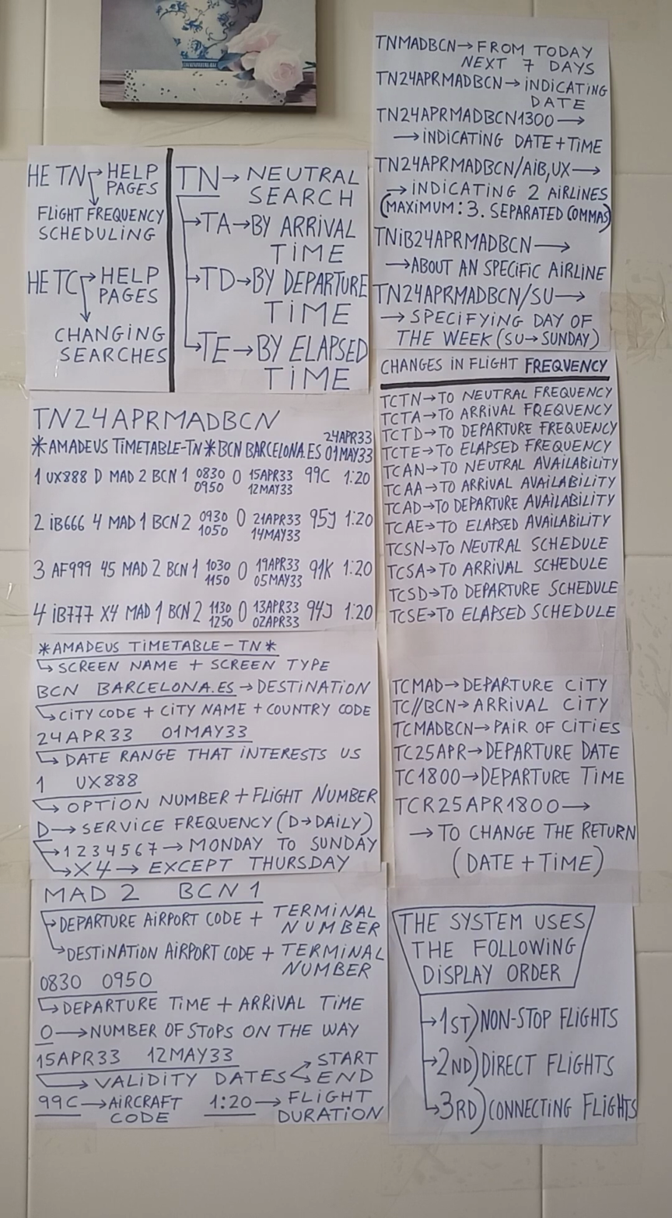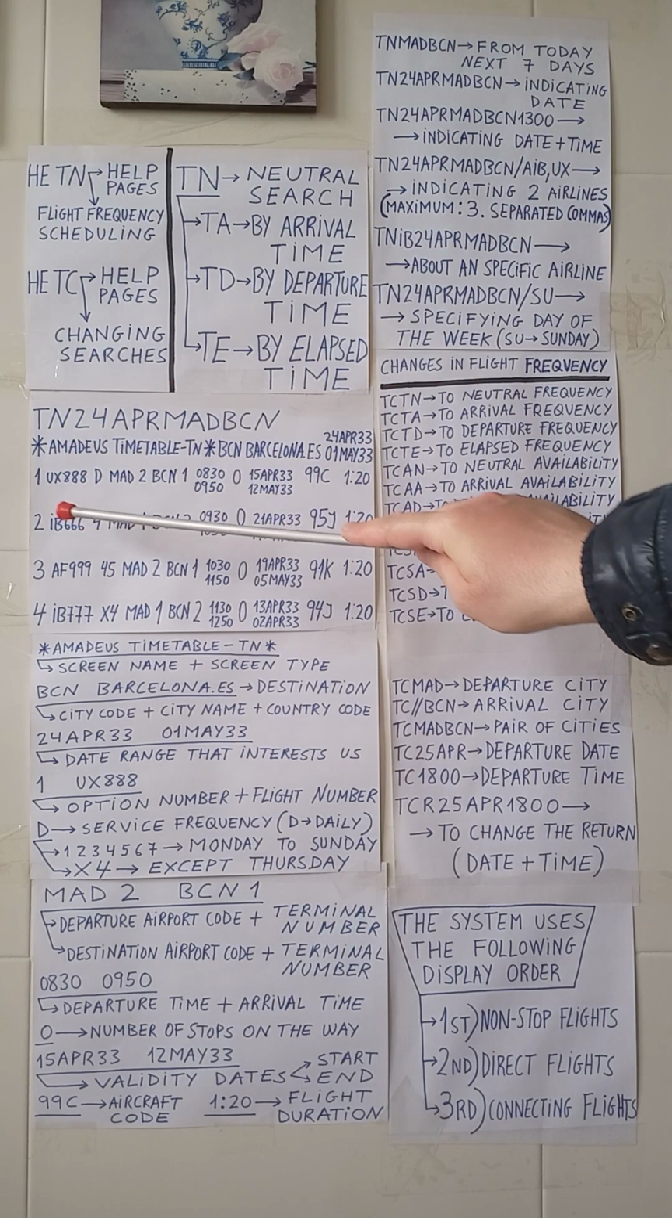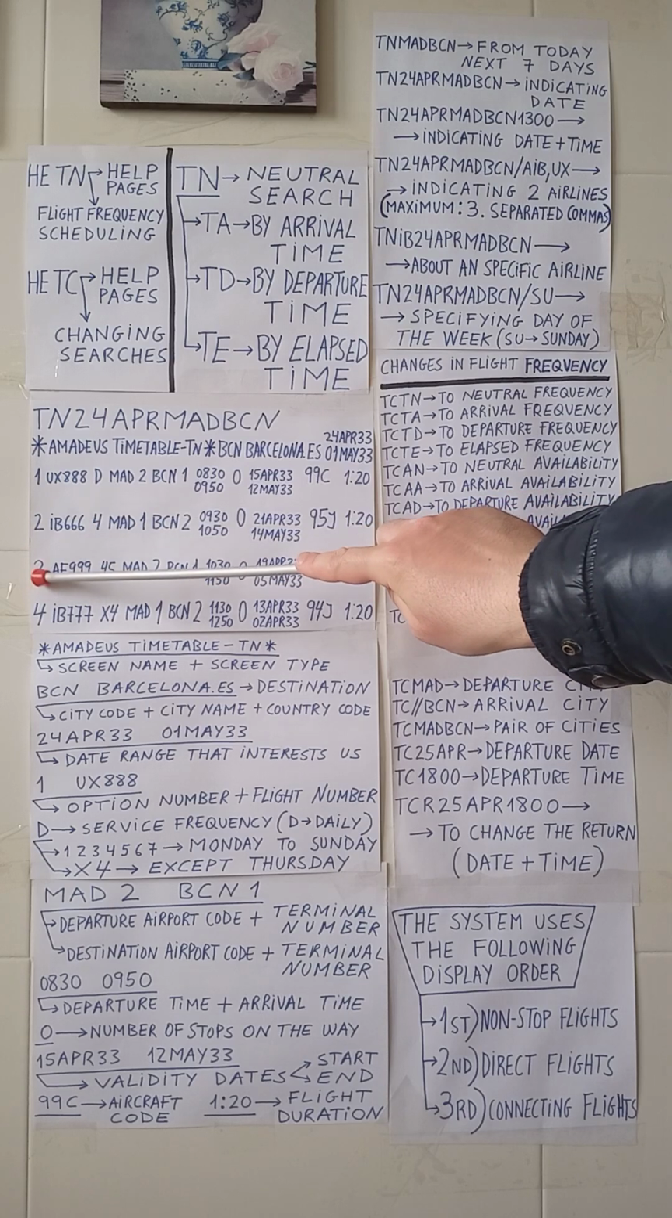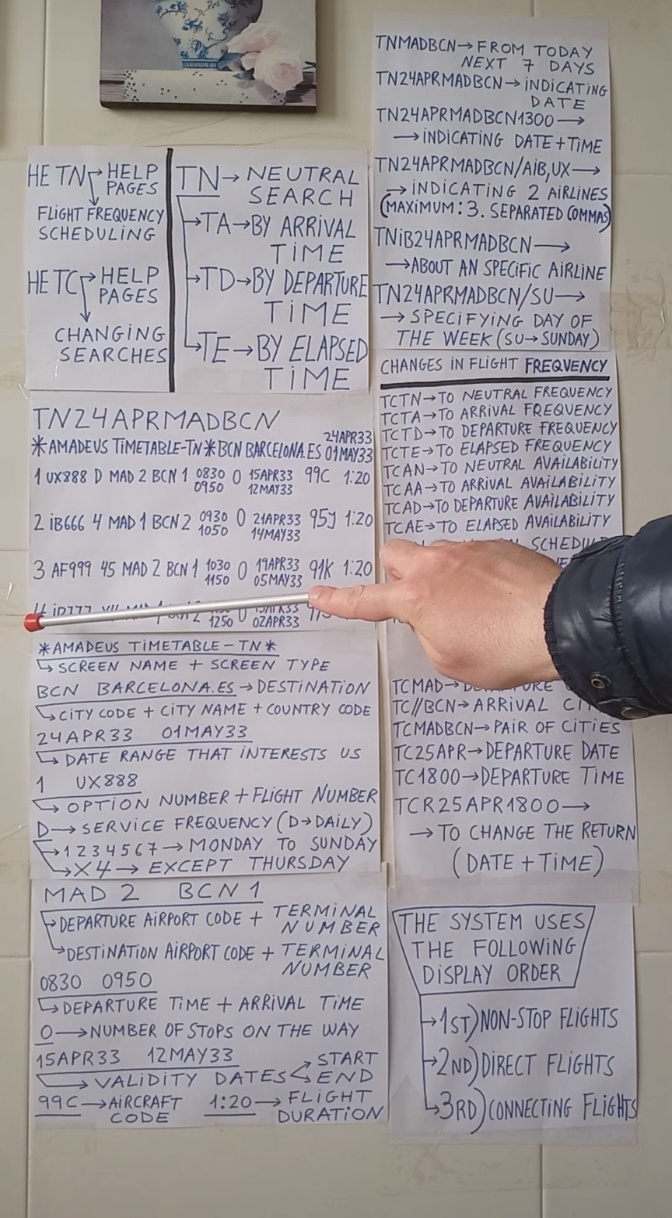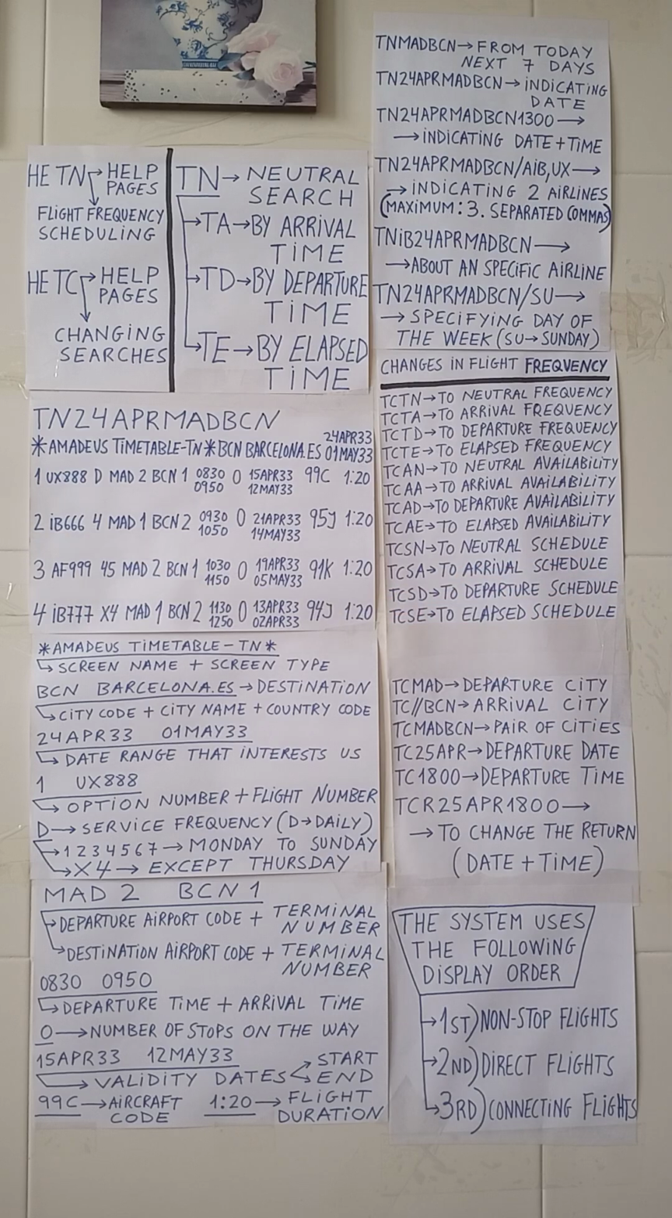I am going to take the opportunity to briefly comment on what appears in options 2, 3, and 4 in the frequency section, okay? In the number 2, we can see a 4. In the number 3, we can see a 45. And in the option 4, we can see X4. As I said, in option number 2, we can see a number 4. That means that the flight only operates on Thursdays, because the number 4 means Thursday.